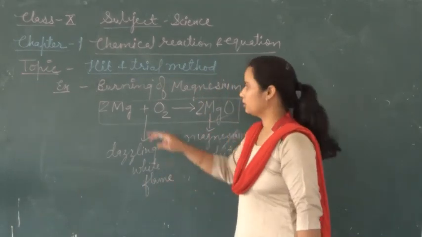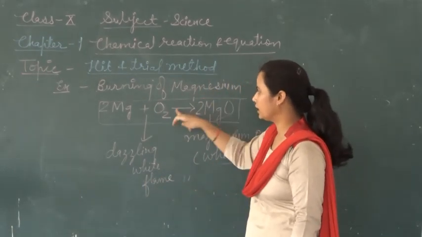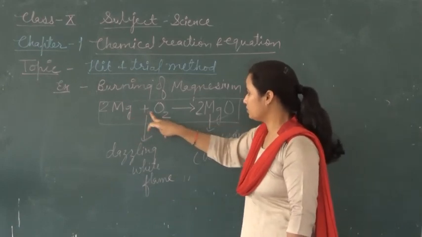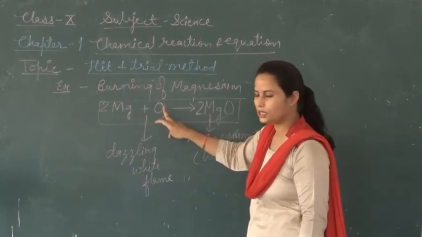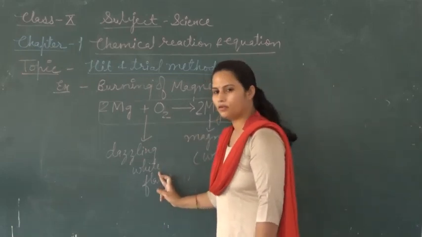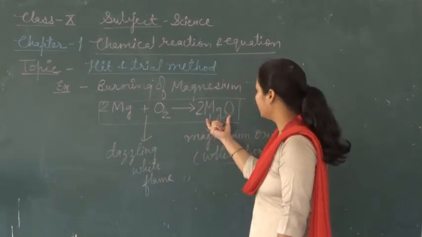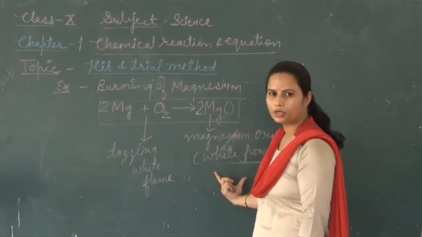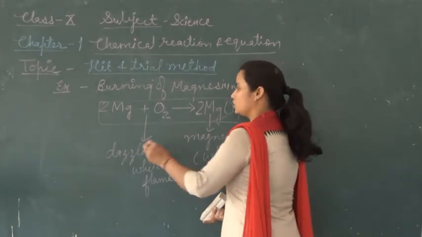Again I repeat, the burning of magnesium ribbon is burning in air, which means with oxygen. The magnesium ribbon burns in the presence of oxygen. It produces a dazzling white flame and forms magnesium oxide. Magnesium oxide is a white powder. Is it clear? One precaution is here.